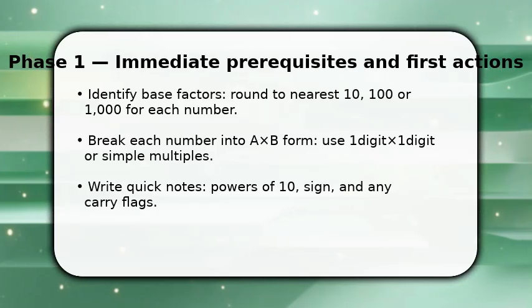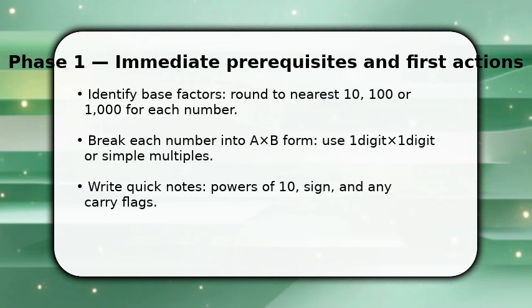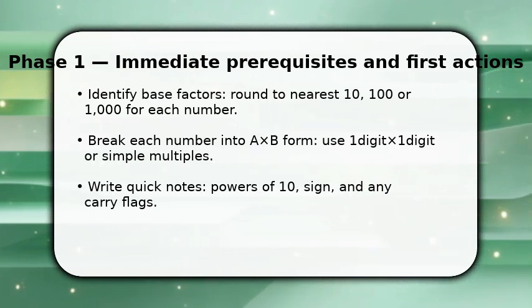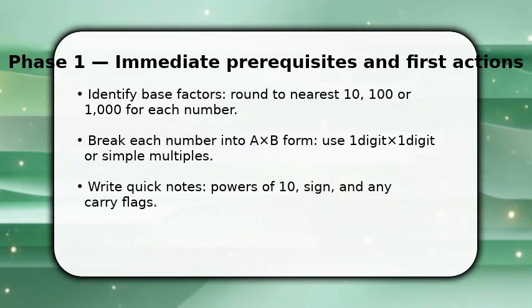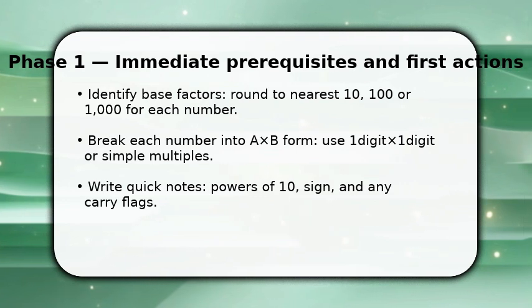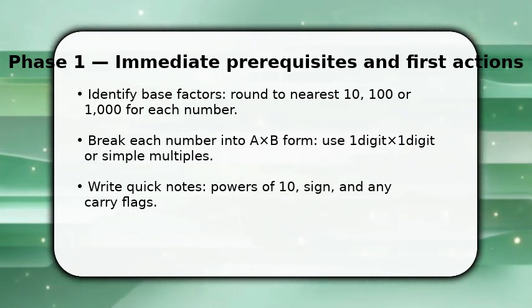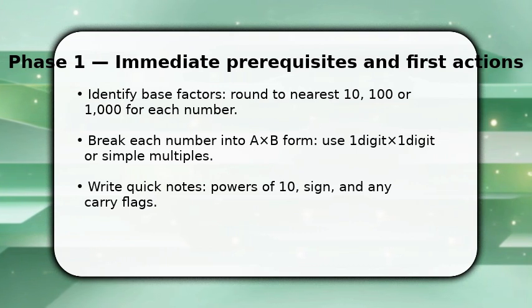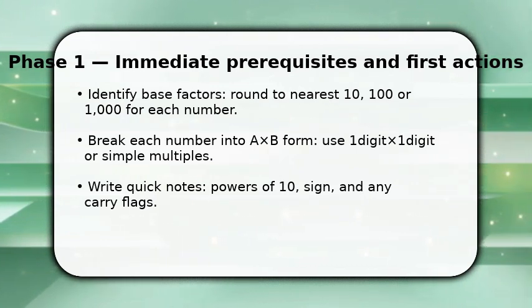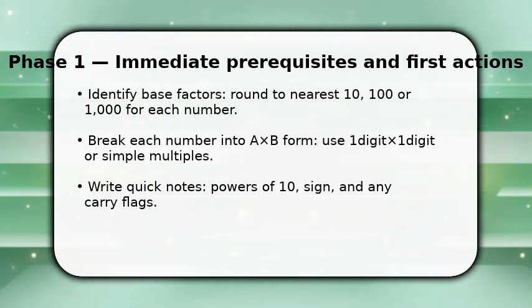You start by simplifying. Pick a convenient base and split both numbers into parts you can multiply mentally. For example, change 497 to 500 minus 3 or express 64 as 8 times 8. Once done, list the pieces, main chunk, adjustments, and powers of 10. Make sure to mark signs and any forced carries now. This setup is the most time-saving move. Do it quickly, and you will convert a heavy multiplication into several tiny, manageable multiplications.